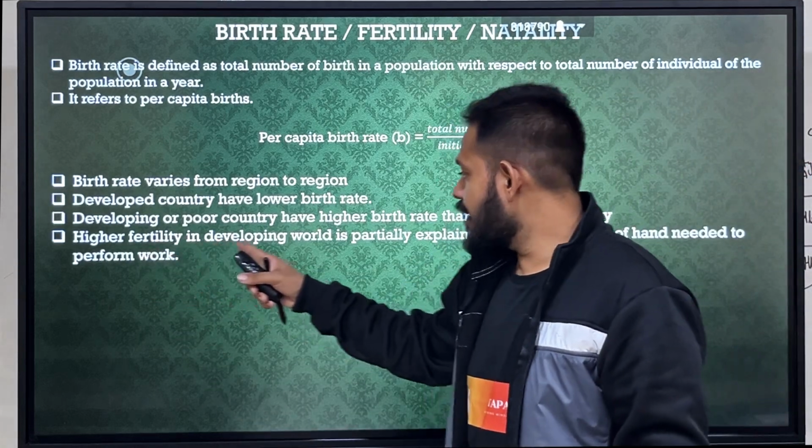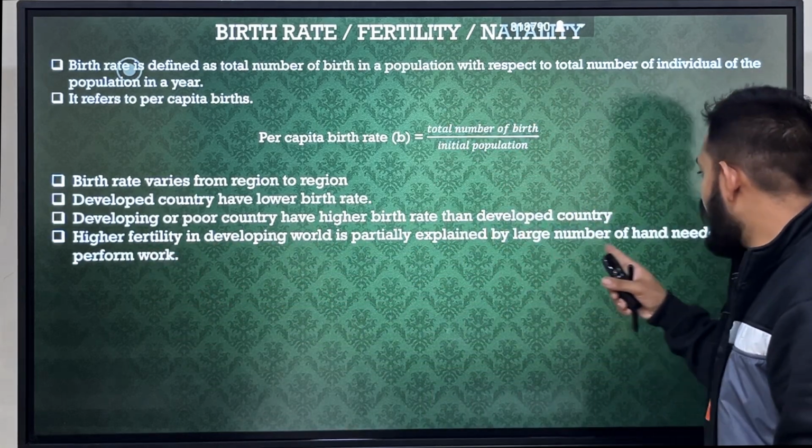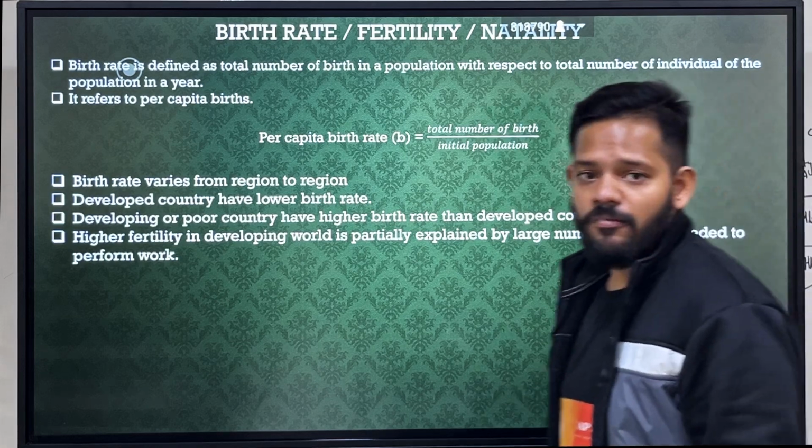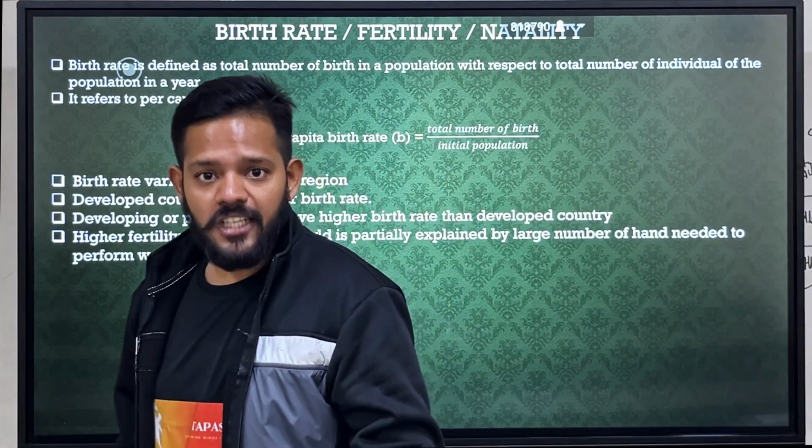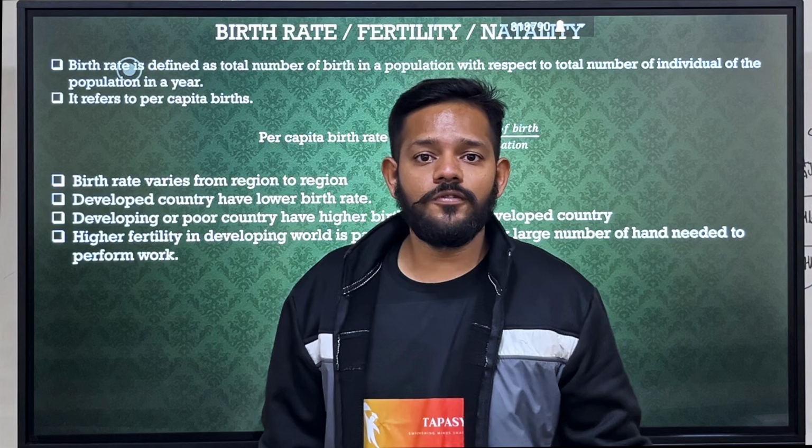Second, high fertility in the developing world is partially explained by the large number of hands needed to perform work. Okay, the larger the population, the more work we can get done.